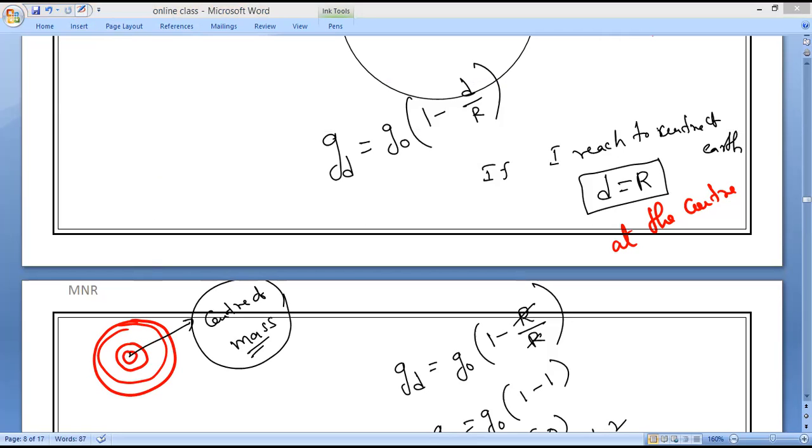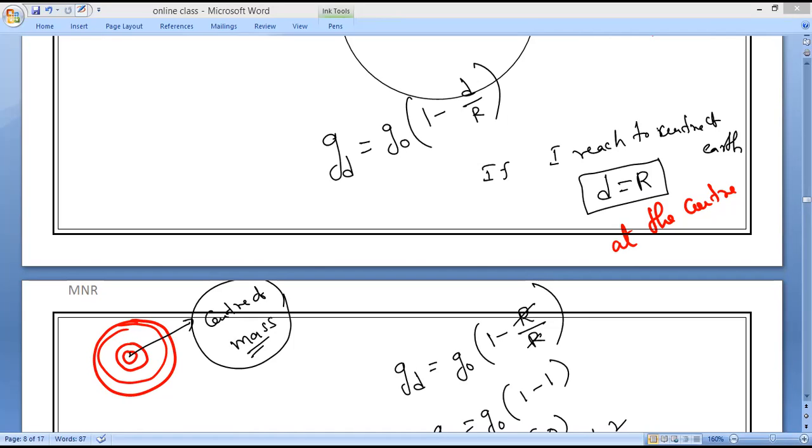There is no acceleration due to gravity, where? At the center of mass. Is it okay, everybody? Yes, please. I hope everybody understands.